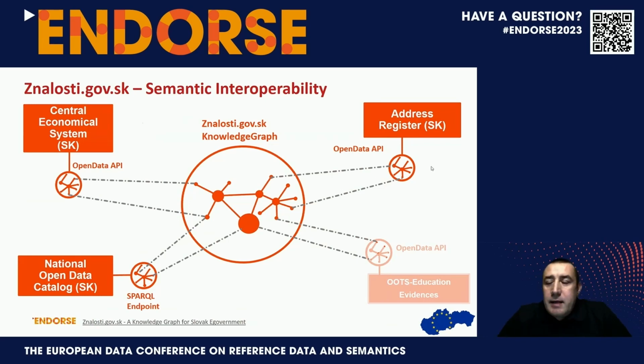And of course, the same scenario is in the address register. The address register provides again a new open data API that returns information about addresses, buildings, streets, and again they are using the ontologies which are defined in the knowledge graph. And there are lots more systems to come, like for instance, in collaboration with the Ministry of Education, for the sake of one only technical system, we are working now on an API that will return education evidences, again with the ontologies from Znalosti.